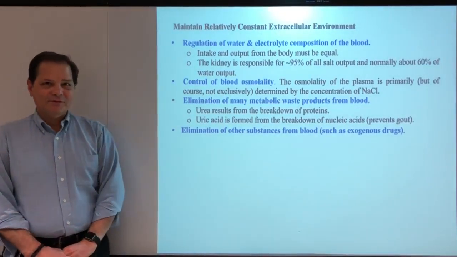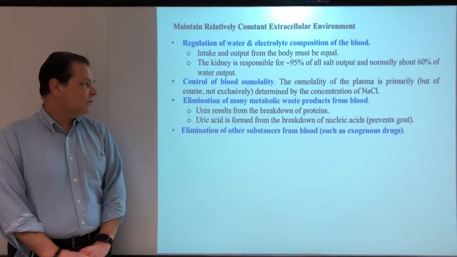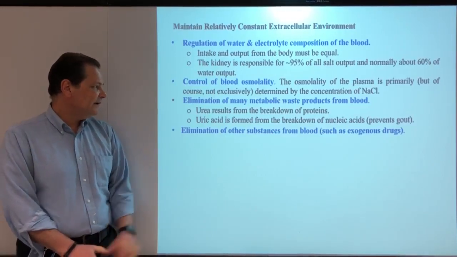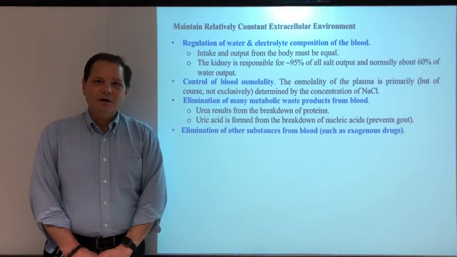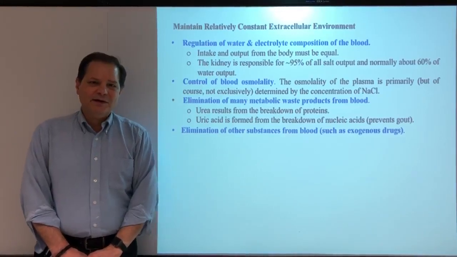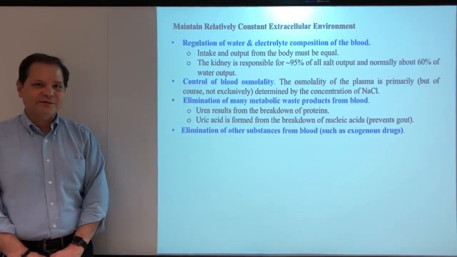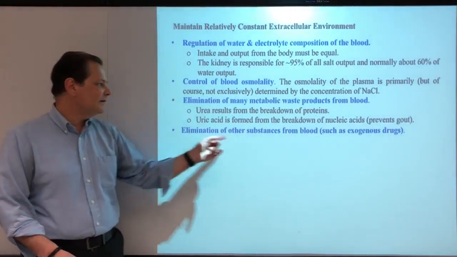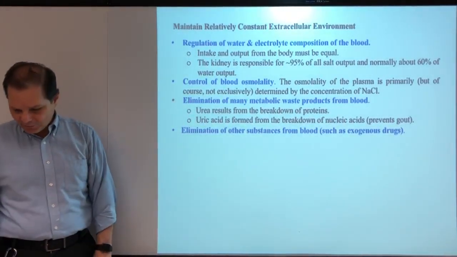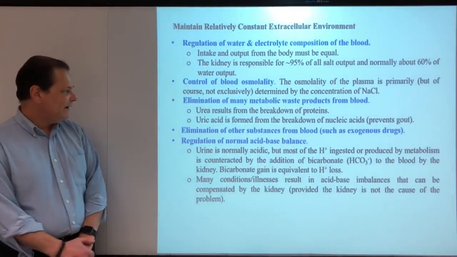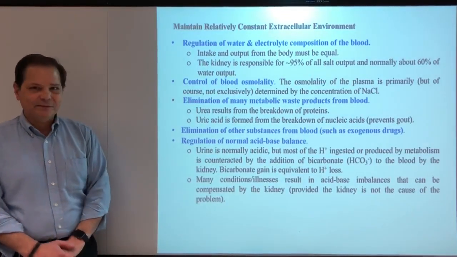If you're not already aware of it, you will be made aware of it exquisitely. A lot of substances, a lot of drugs in particular, are eliminated through the kidneys, and how quickly those substances disappear from the bloodstream is often determined largely by how quickly they're eliminated through the urine. And then finally, we have regulation of normal acid base.